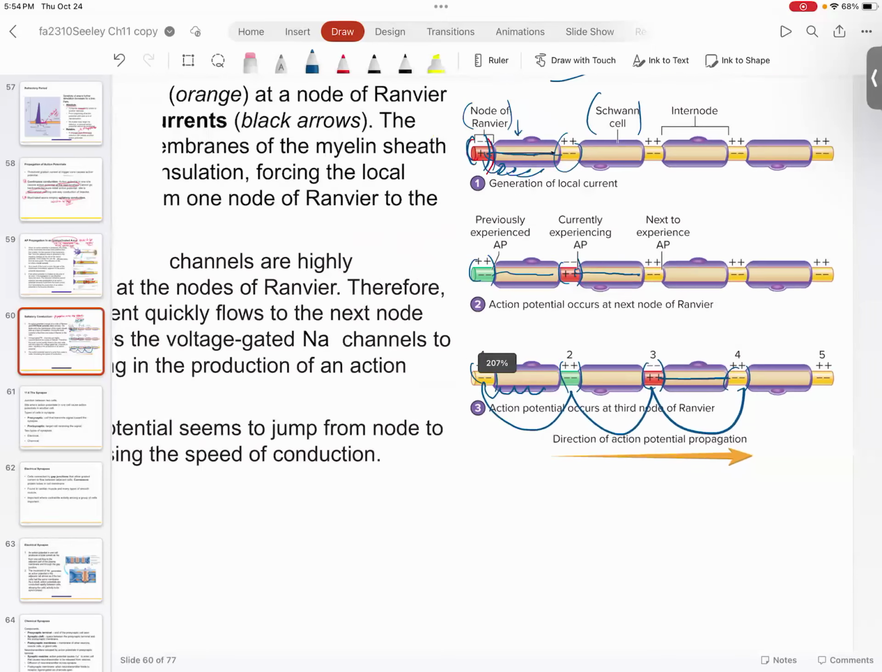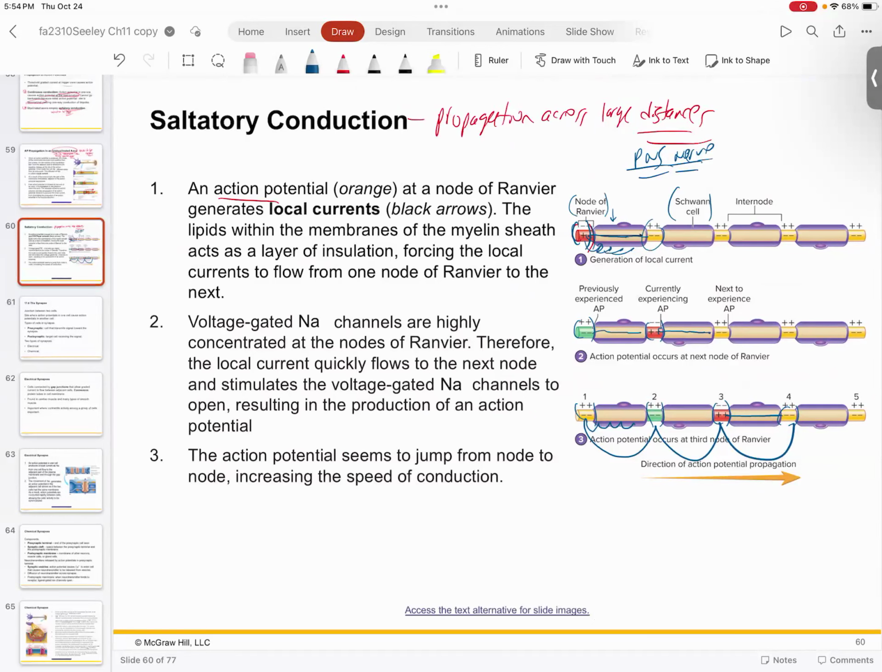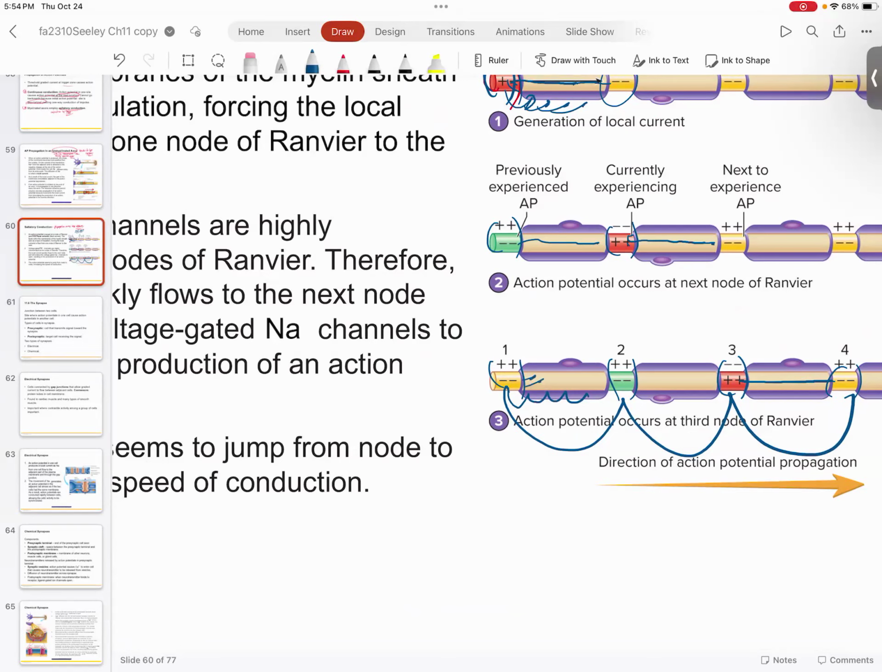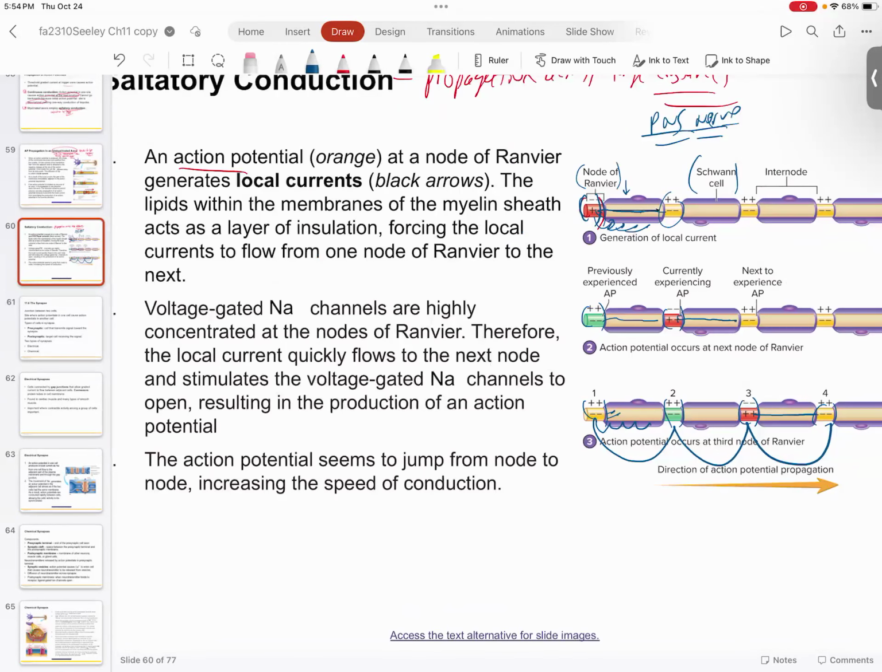And that allows you to get quick communication and quick propagation. Now, you may ask, well, wait a minute. If it's flowing down this little area where the Schwann cells are covering it up, then how come it's not depolarizing the membrane that's being covered up by the Schwann cells? And it's very simple. Because there's no voltage-gated sodium channels there.